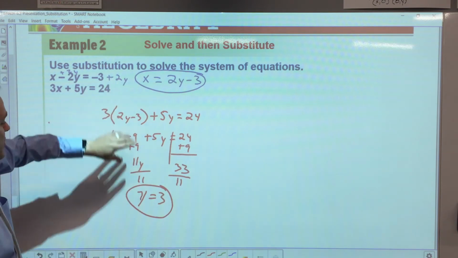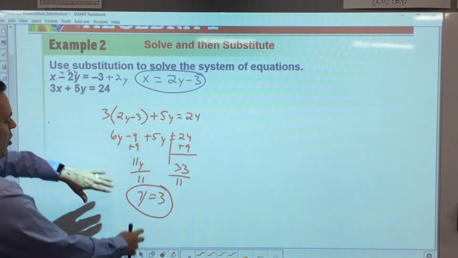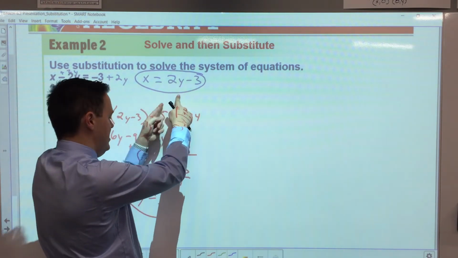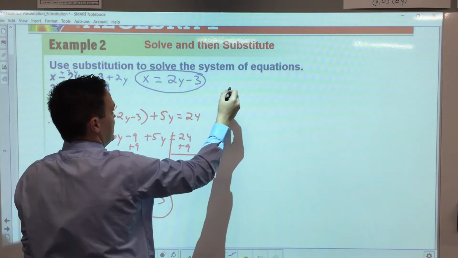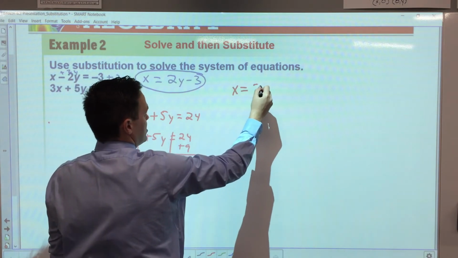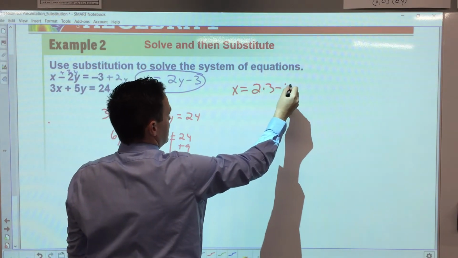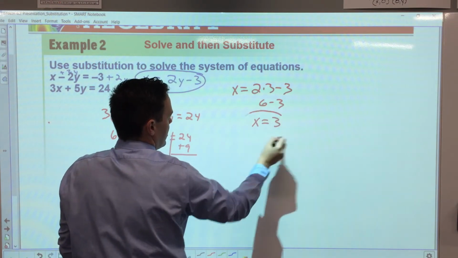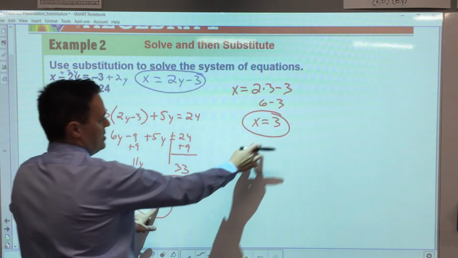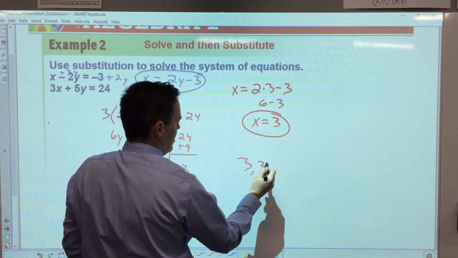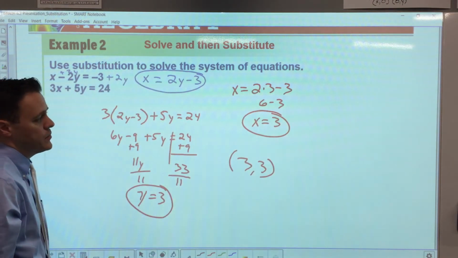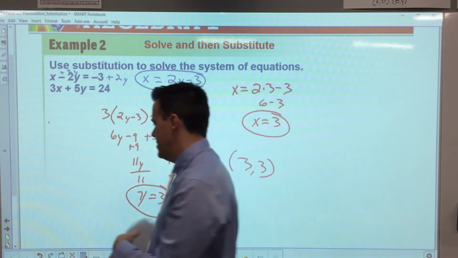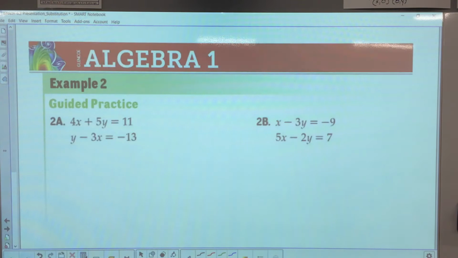So now you want to plug it back into the original equation, but don't plug it into this one. Plug it into your modification to make it easier. So if I plug a 3 back in there, it's going to be x equals 2 times 3 minus 3, which is 6 minus 3. There's your equation setup. So my point is (3, 3). Simple yet complicated all at the same time. Just make sure you know how to do it.